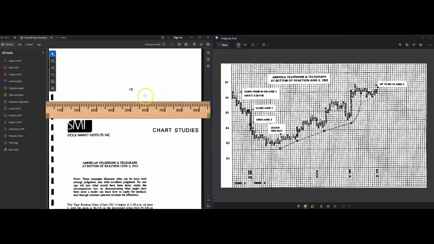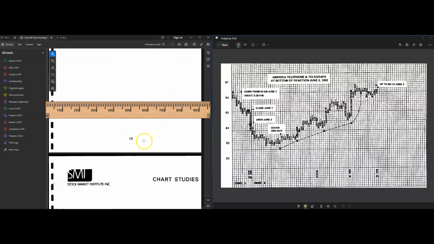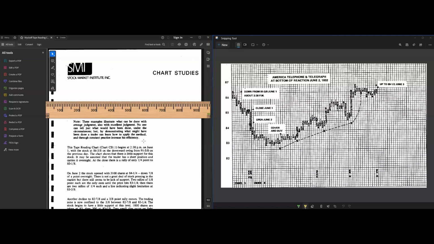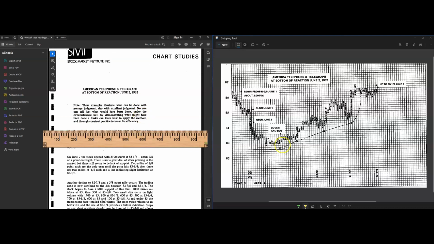Anyway, these are just tape reading charts, and as you can see, he did it. This was done by Wyckoff. It's not done by his understudies or anyone like that, but rather it was done directly by Wyckoff. And this is real Wyckoff. That's what I'm trying to illustrate. And also, I find that there's a lot of benefit to understanding this type of chart.